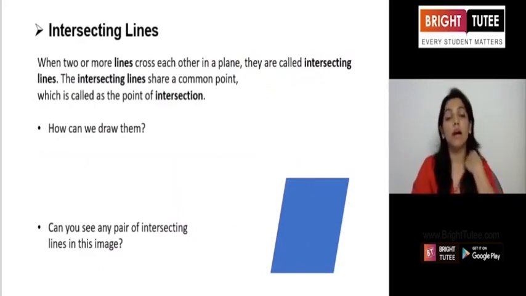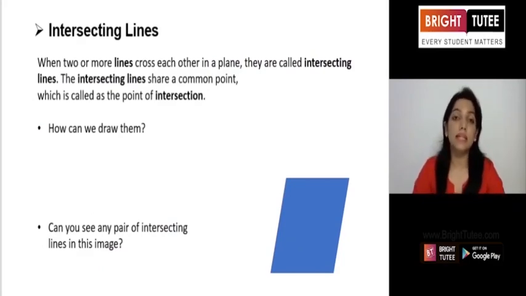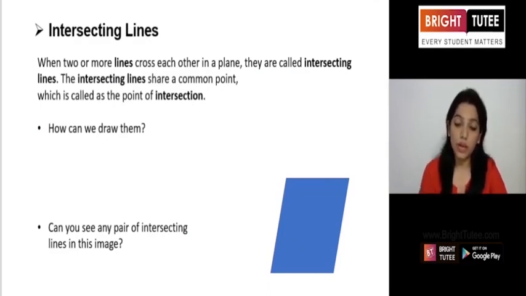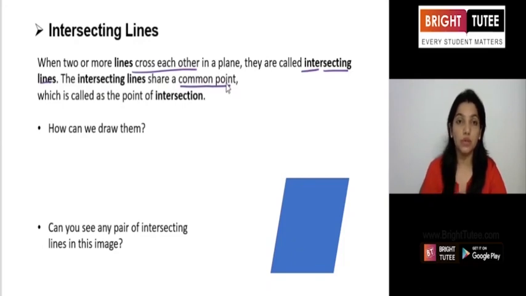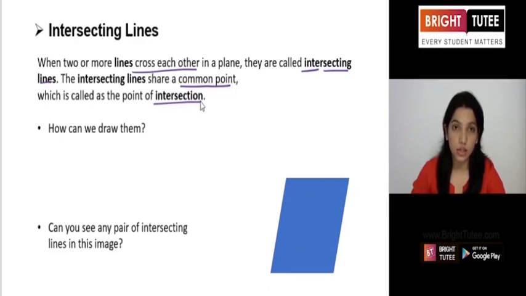Here, as now we have learned about lines, let us understand about intersecting lines. When two or more lines cross each other in a plane, they are called intersecting lines. Make sure that you remember the spelling correctly of intersecting. The word intersecting means that they share a common point. The point that they are going to share, we call it the point of intersection. Again, a very important word. The point where the lines are intersecting each other is called the point of intersection.